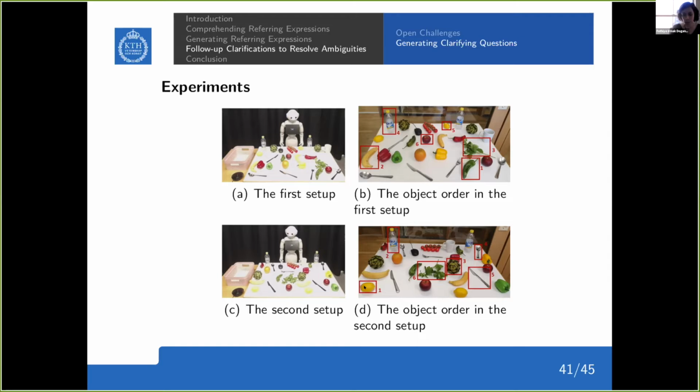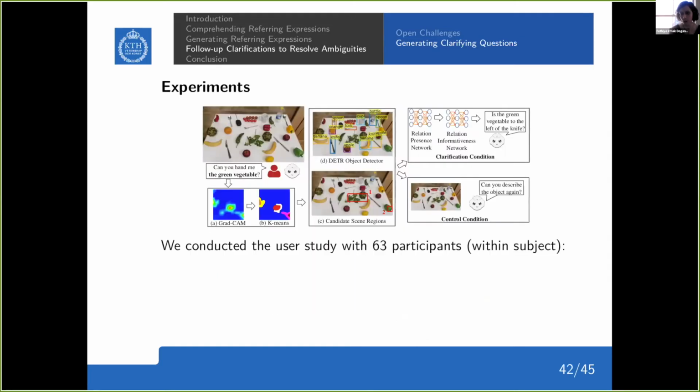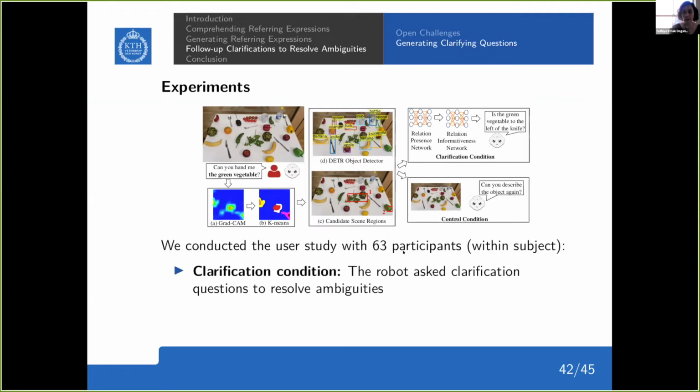And why we have two setups, you are going to see right now, because we had two conditions. But before going to that, the experiment was with 63 participants, and this was within-subject. And in both conditions, the users were describing objects to the robot.